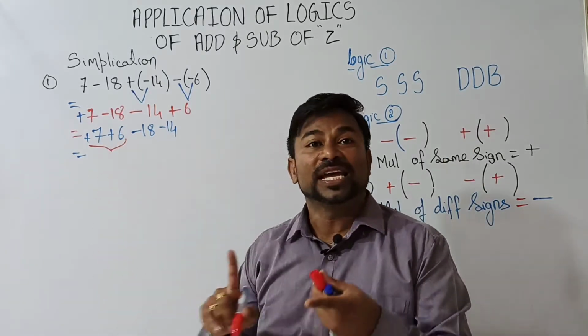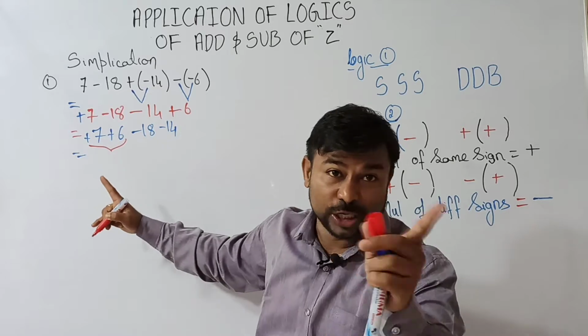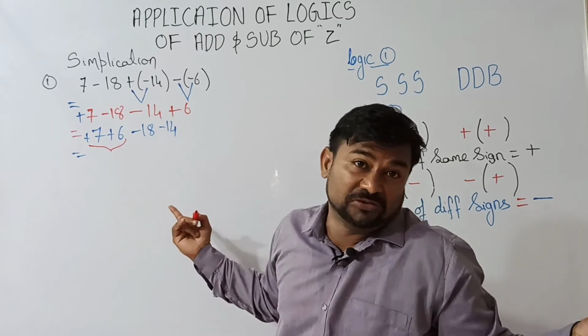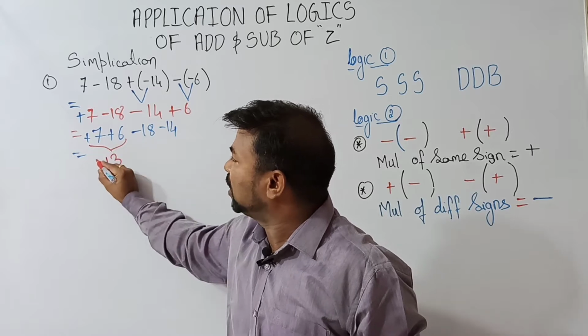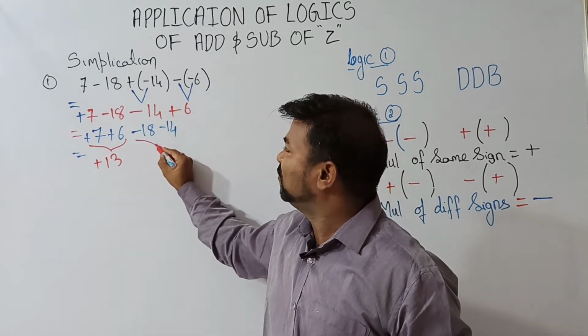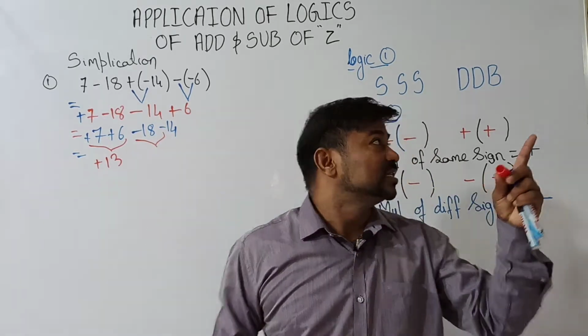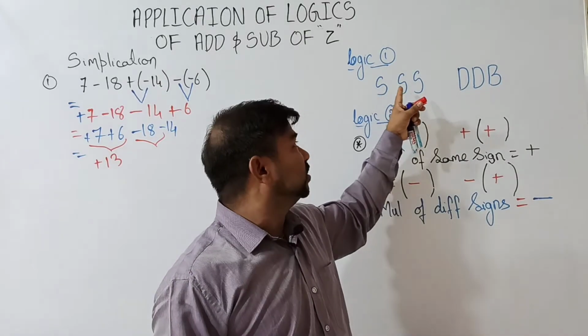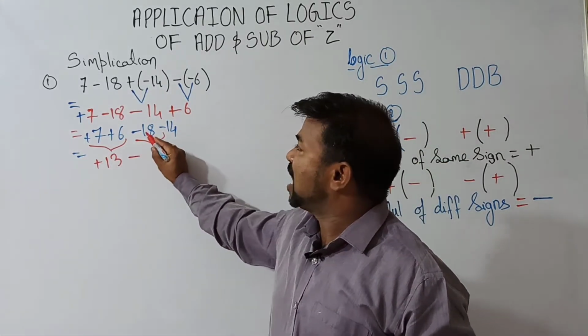Same signs unte sum chesi same sign pettali. Same sign unda, plus and plus, madhyalo into ledu, madhyalo bracket ledu, therefore into ledu. So if you add it up, we are getting 13. Same sign pettali, plus. Okay, now these two again, there is no bracket in between, same signs unnai, same signs unte sum chesi same sign pettali. So let us keep the same sign and add it.